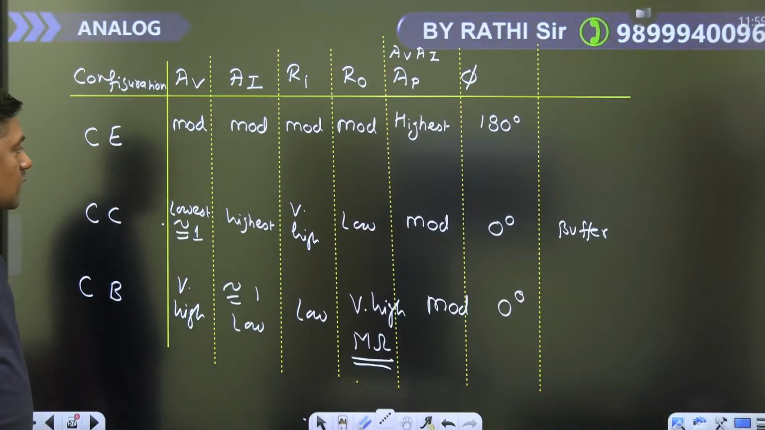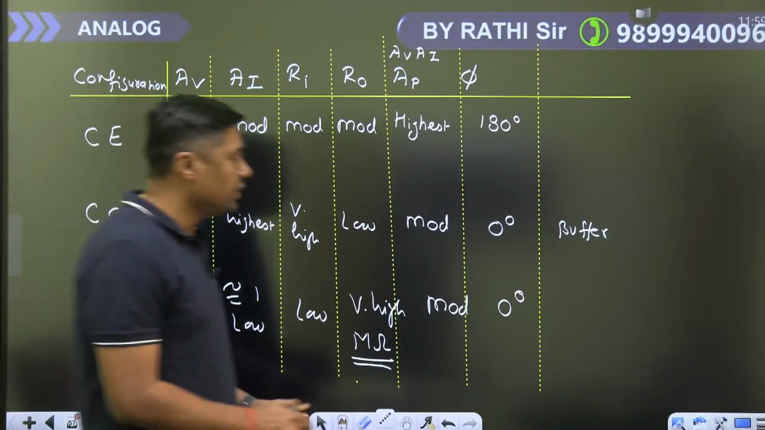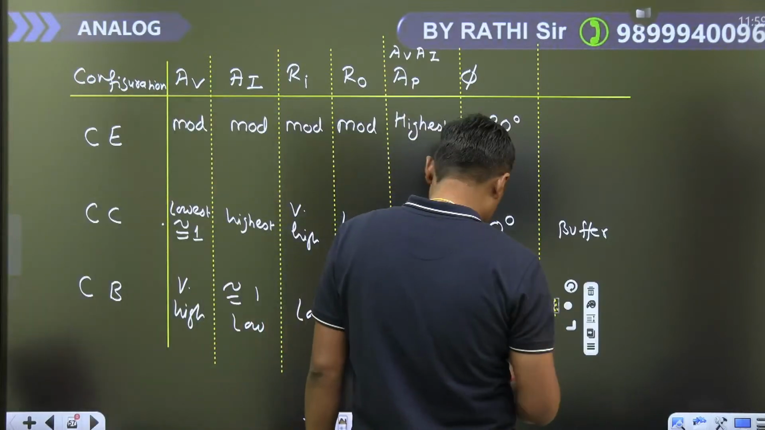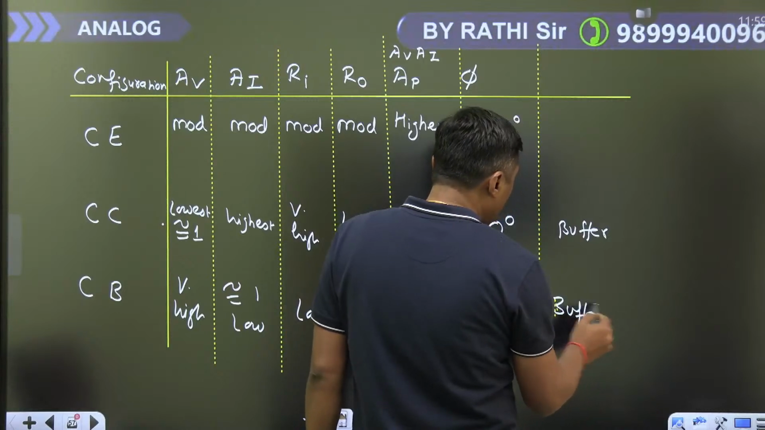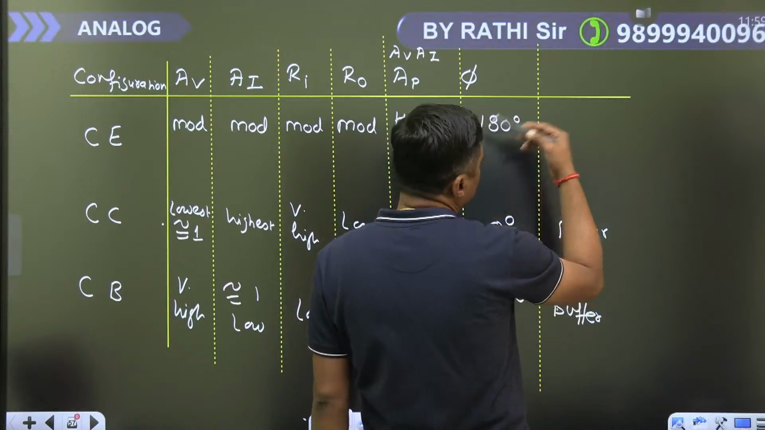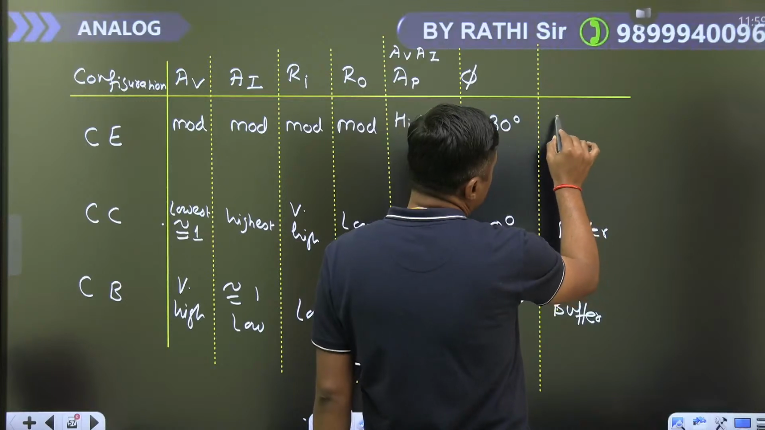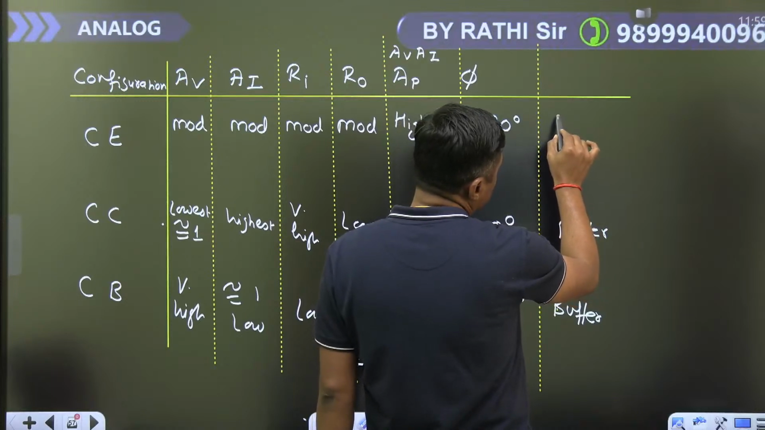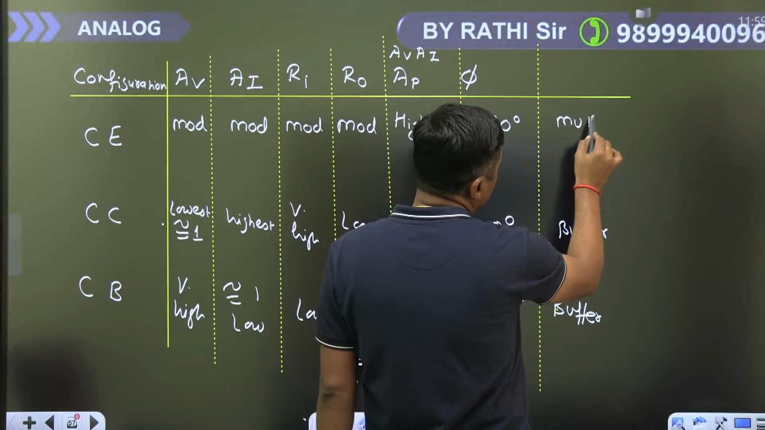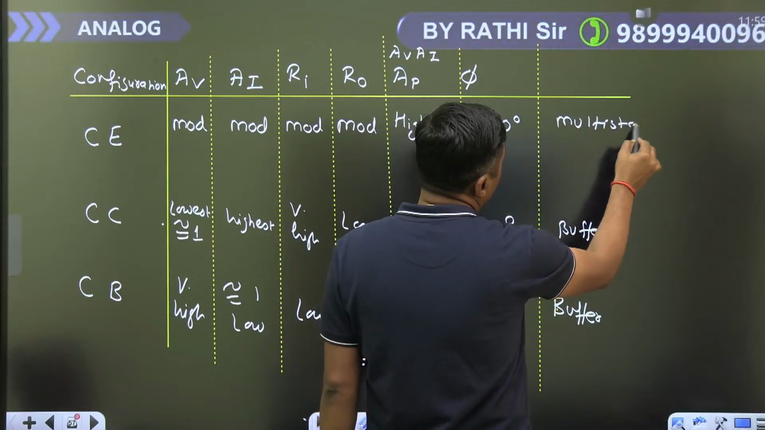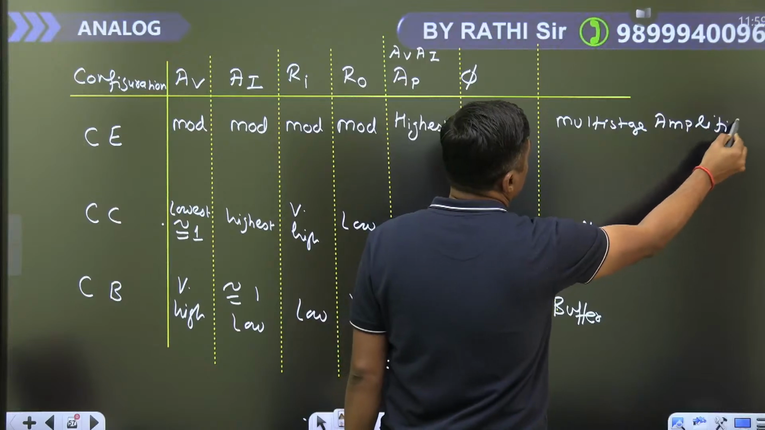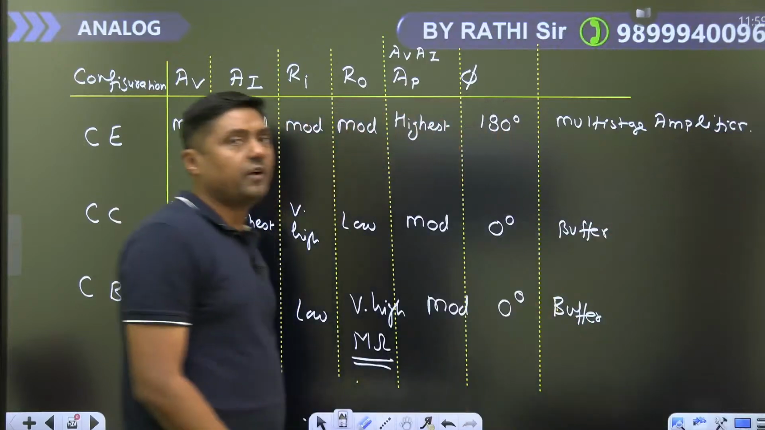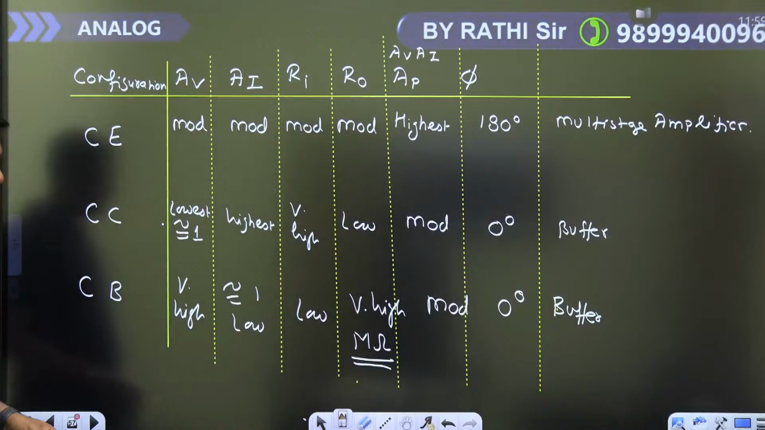Now what is the use here? Buffer. इसलिए most popularly used configuration is common emitter because the power gain is highest. Most popularly used configuration used in what? Multi-stage amplifier. In multi-stage amplifier we are using the common emitter configuration.